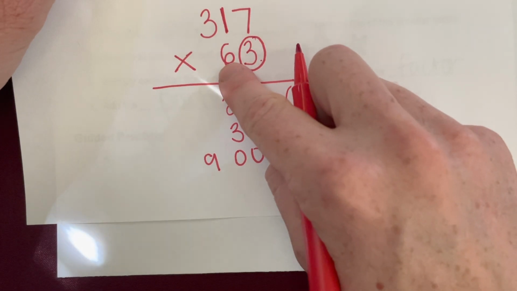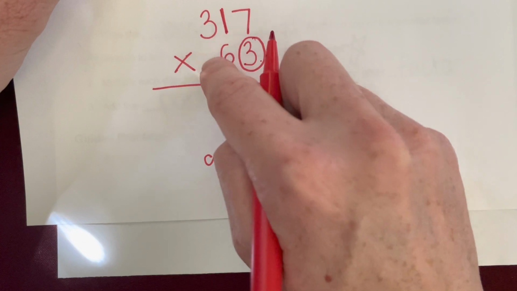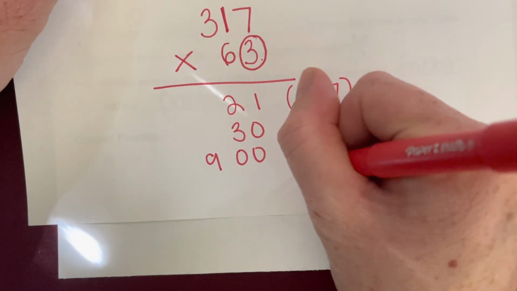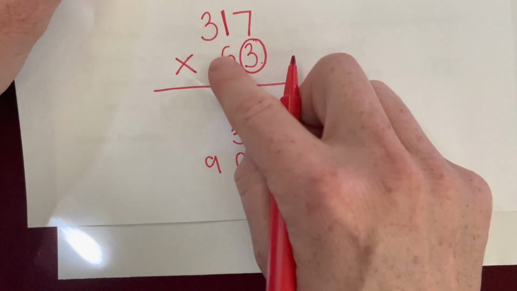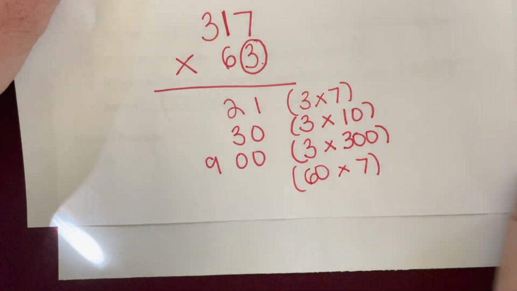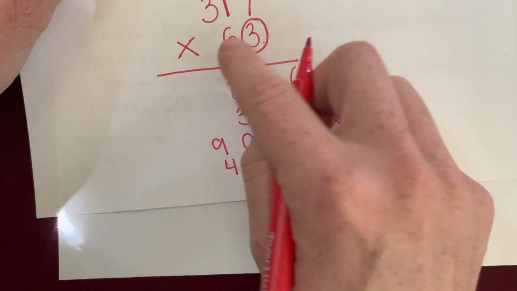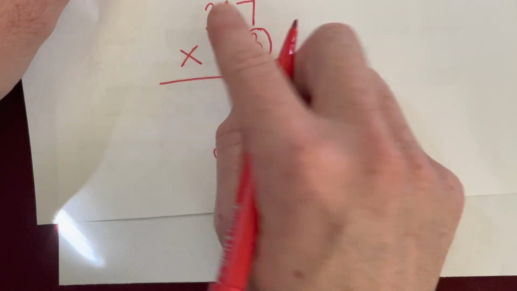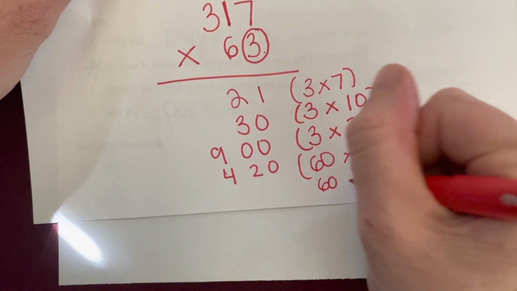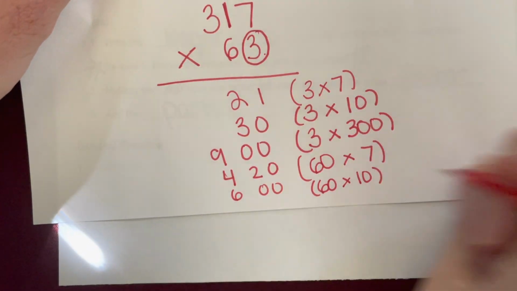Now I'm going to multiply this 6, because I've multiplied the 3 by everything. Now I need to multiply the 6 by all these digits. So 6 times 7, but this is in the tens place, so it's actually 60 times 7. 60 times 7 is 420. Now I'm doing 6 times 1, but the 6 is in the tens place, so it's 60, and the 1 is in the tens place, so it is 10. 60 times 10 is 600.